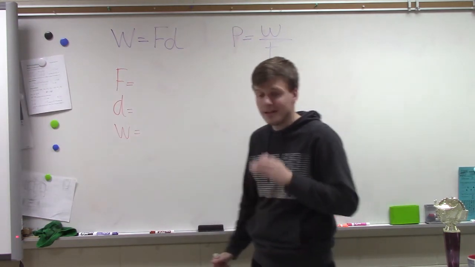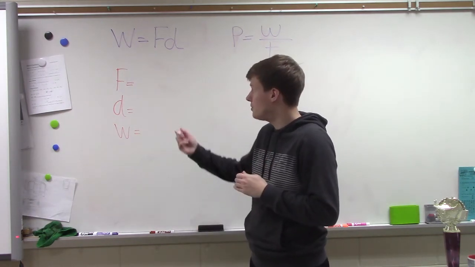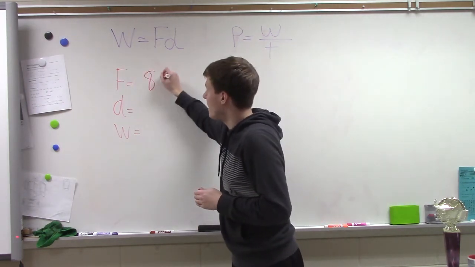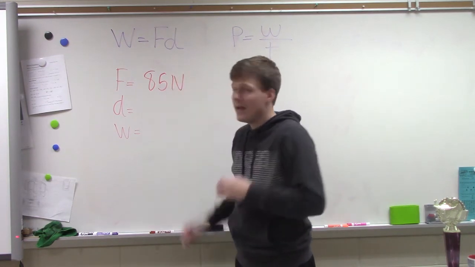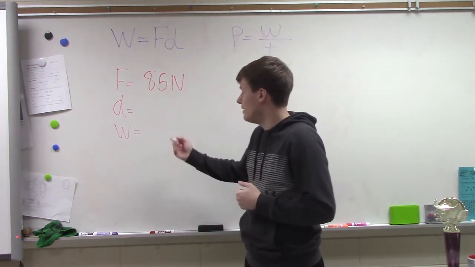The very next thing we have to do is define what variables we are given. We know that a force of 85 newtons was used, so we can immediately say that F equals 85 newtons. And we know that the box was pushed a distance of about 15 meters.